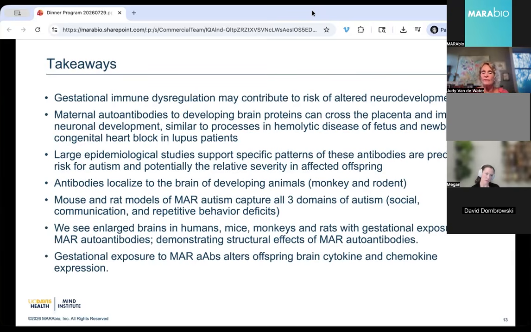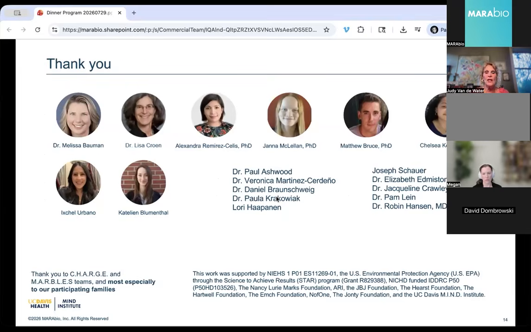And we also have seen, interestingly, that gestational exposure to MAR antibodies alters offspring brain cytokine and chemokine expression in our rat models. And this is not in the direction that I think everybody expected, which would be increased, as we would see in a MIA model, maternal immune activation model, with increased inflammation, but it's actually a deficit. And it's a very strong deficit that lasts throughout into adulthood in these animals. So it's a long-lasting impact on what would be a typical profile of cytokine chemokine production by neurons and microglia in the brain. So with that, I will take any questions on the science.